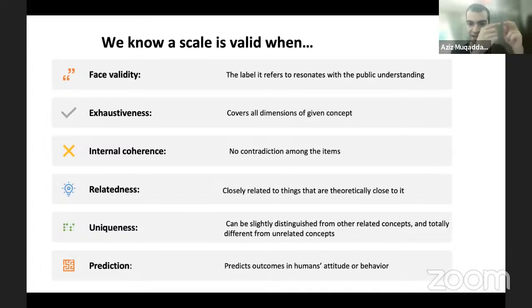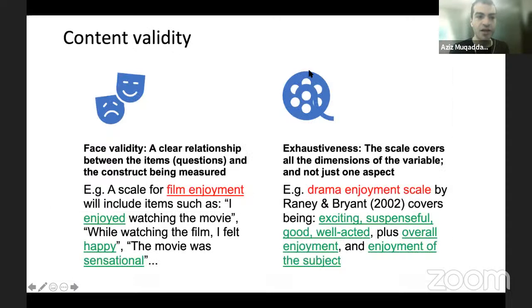Uniqueness and relatedness are sort of opposites, but they are very close. Exhaustiveness and internal coherence are similar, and prediction is what matters, as a matter of fact, for research. Content validity is the simplest one. First is face validity. So at face value, the items look like the things you're measuring.